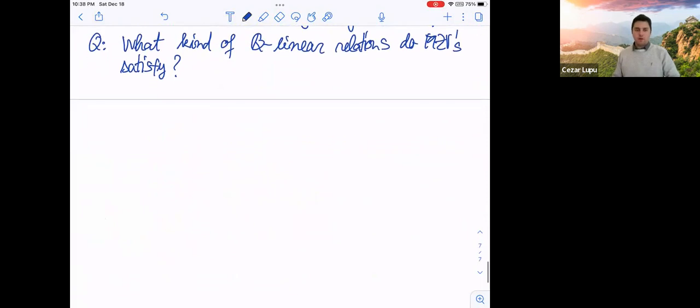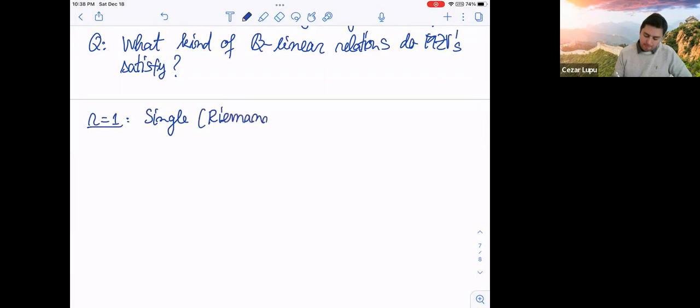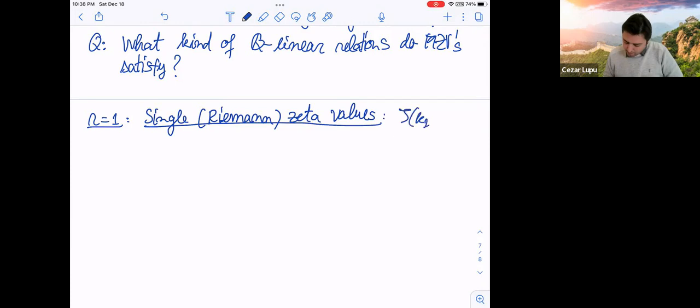Before we answer this question, and before we play around with some examples, let me go back to the single zeta values, for r equals one, or the Riemann zeta values, if you want. Let me just go through some history. Zeta of k1 is the sum over all n1 greater than or equal to one of one over n1 to the k1. So this is the Riemann zeta function evaluated at positive integers, k1 greater or equal than one.